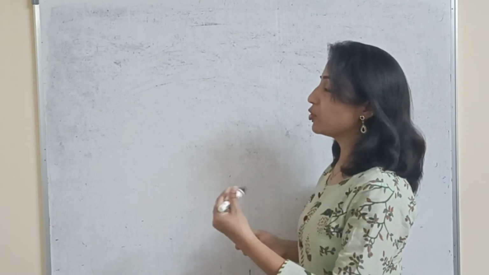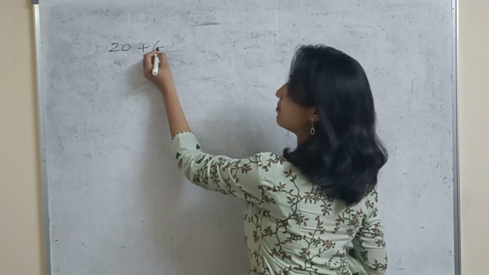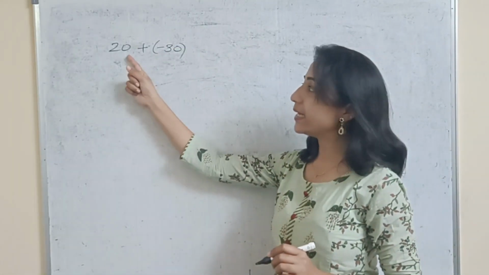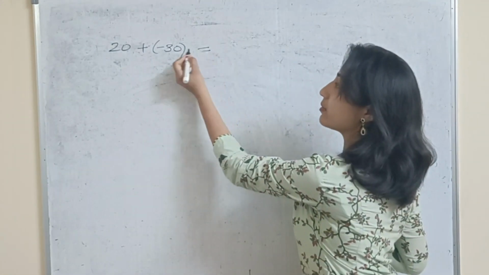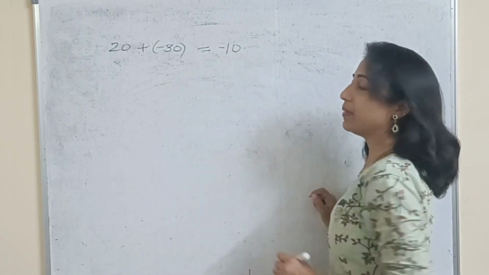For example, let's suppose we have been given 20 plus minus 30. See the sign of these numbers: 20 is positive, 30 is negative. So the result is the subtraction, which is 10, and the sign of the bigger number, so minus 10.